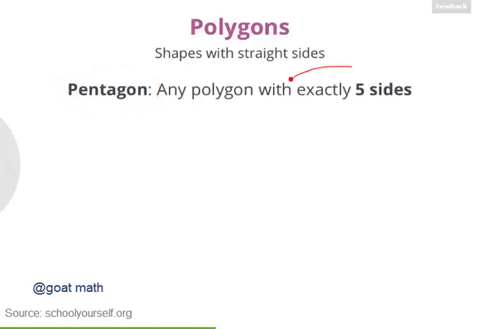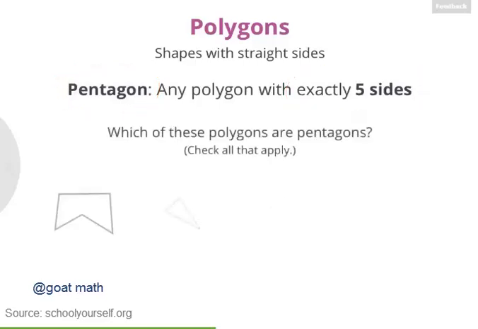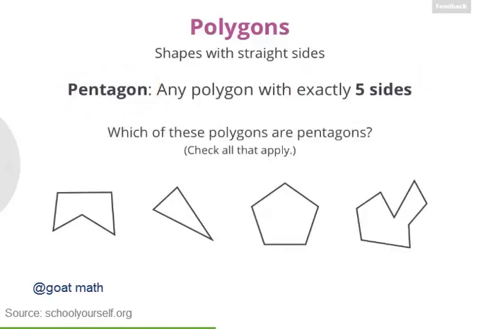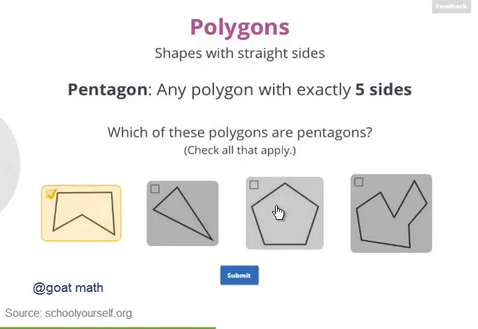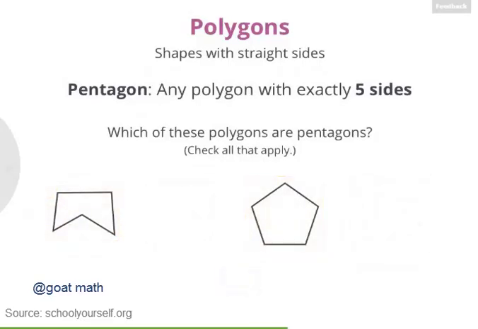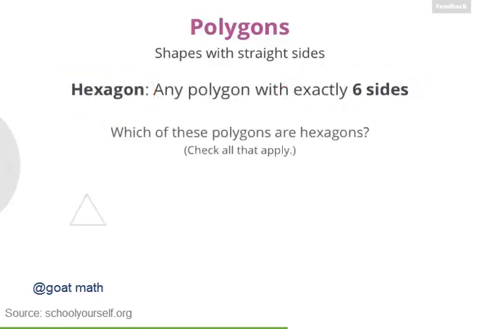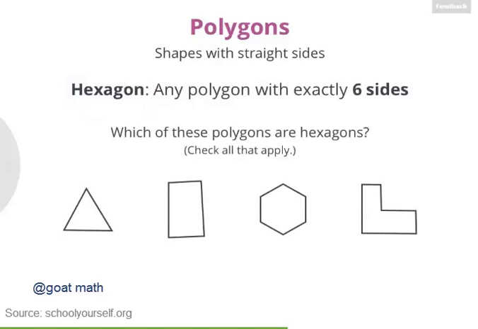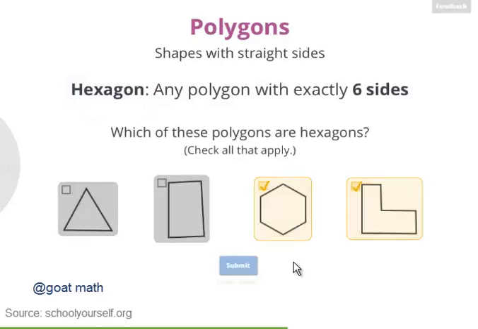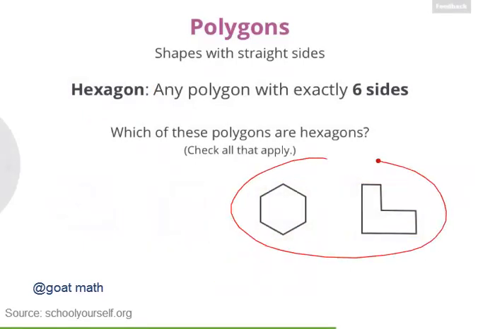Pentagons are polygons with exactly 5 sides. So which of these are pentagons? Nicely done. Okay, last one for now. Polygons with 6 sides are called hexagons. So which of these polygons are hexagons? Great, so these are hexagons.